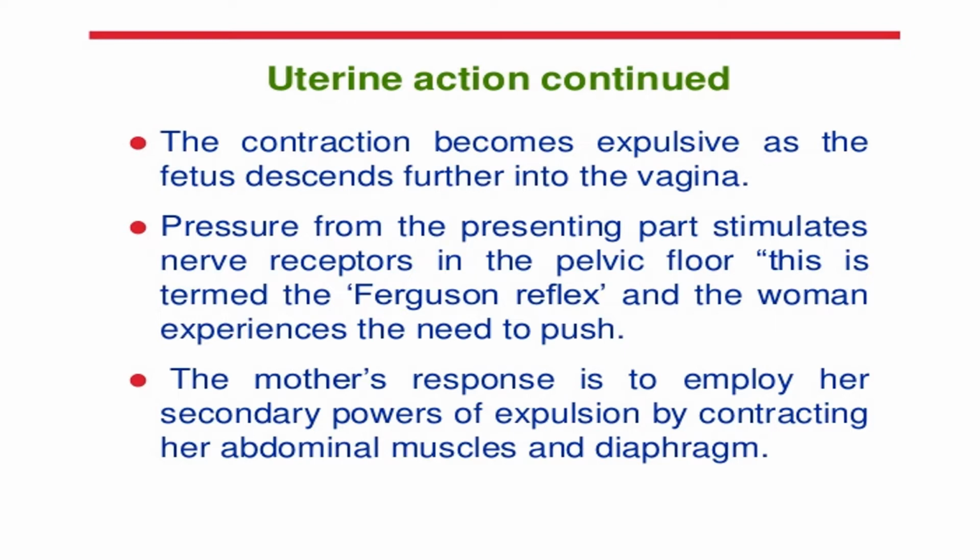Because of this reflex, the mother also will use her secondary and accessory muscles to push the baby down, and the uterus also will be contracting severely, with expulsive contractions. All these things will help for the expulsion of the baby. That is, the mother will be using pressure by contracting the abdominal muscles, diaphragm and all the accessory muscles, and the uterus also will be contracting. All these forces together will help for the expulsion of the baby out of the uterus.